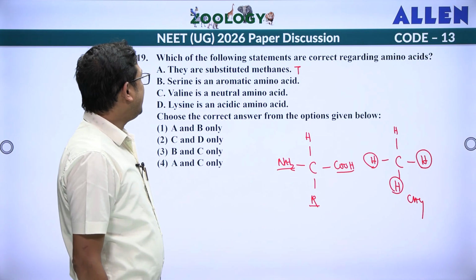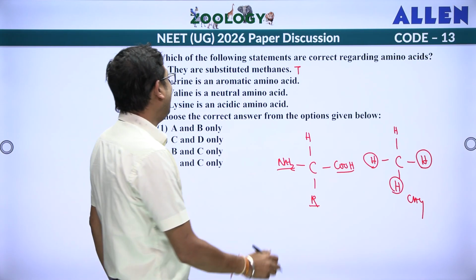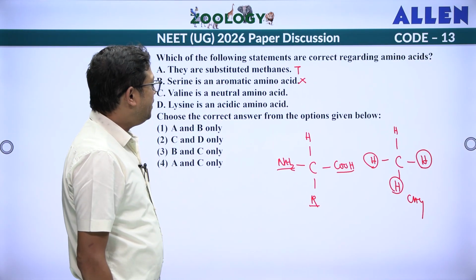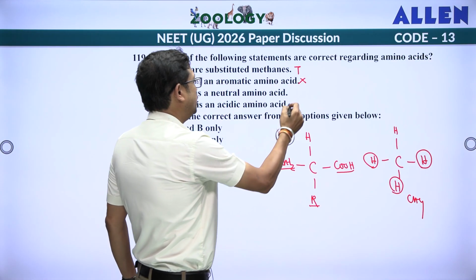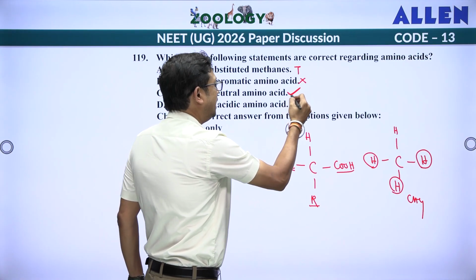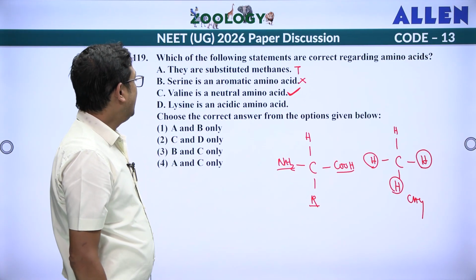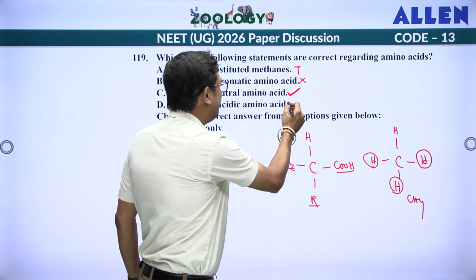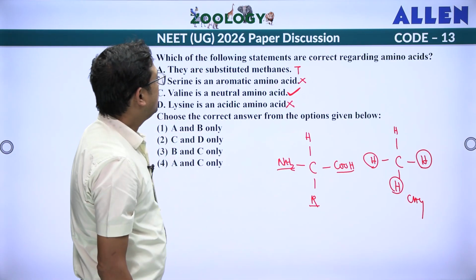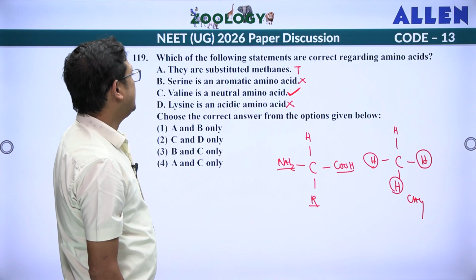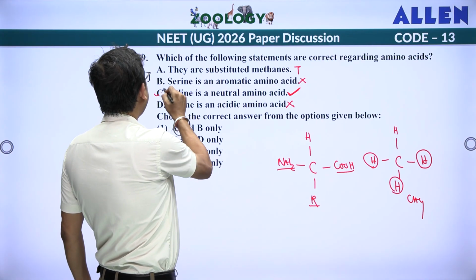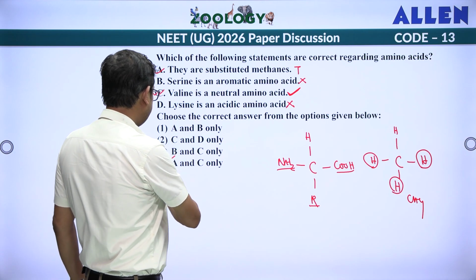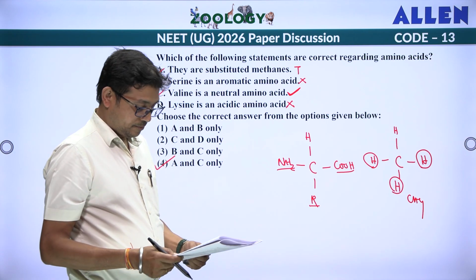Serine is an aromatic amino acid. Serine is an alcoholic one. So it is wrong. Valine is a neutral amino acid. Yes, valine is neutral. True. Glycine, valine, they are neutral. Lysine is an acidic amino acid. It is alkaline, a basic amino acid. So, which of the following statements are correct? A is correct, C is correct. A and C. Answer is the fourth one.